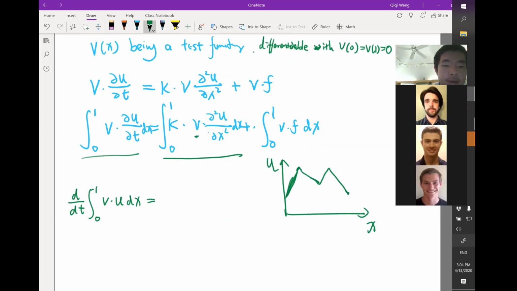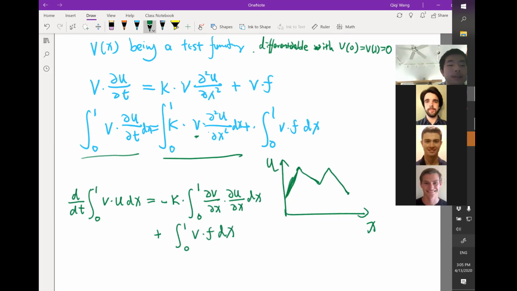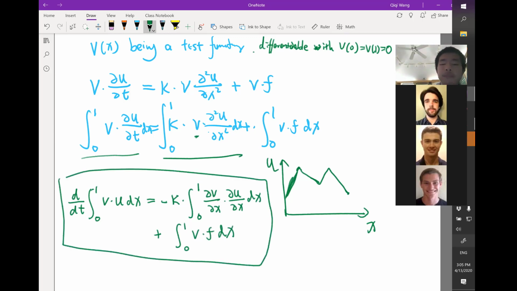So we are left with minus kappa. Again, kappa being a constant can be pulled out of the integral, integration from 0 to 1. One derivative is applied to v, while one derivative is removed from u. Plus the third term is kept. So this is my weak form.